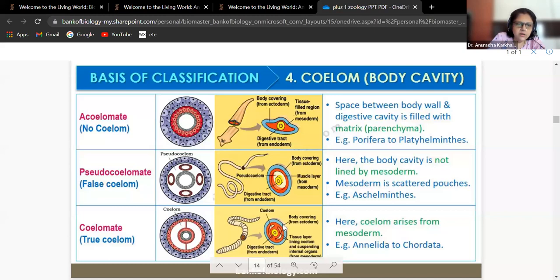So this is blue one, body covered from ectoderm, tissue layer lining coelom and suspending internal organs from the mesoderm here, and digestive tract from the endoderm. So this is the digestive tract, this is the ectoderm, ये mesoderm है, और mesoderm के बीच में ये cavity दिख रही है, which is going to be your coelom. Got it? Any difficulty in understanding acoelomate, pseudocoelomate and coelomates? Remember, acoelomates till Platyhelminthes. Pseudocoelomates only one, Aschelminthes. And Annelida up till Chordata, all are coelomates. ठीक है? ये याद रखना पड़ेगा. Would you be able to recollect?